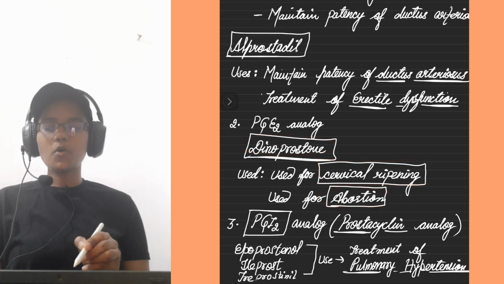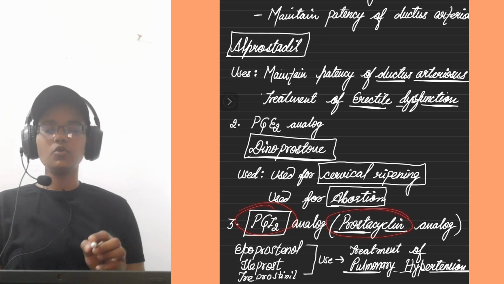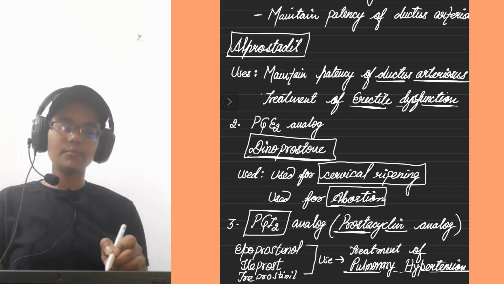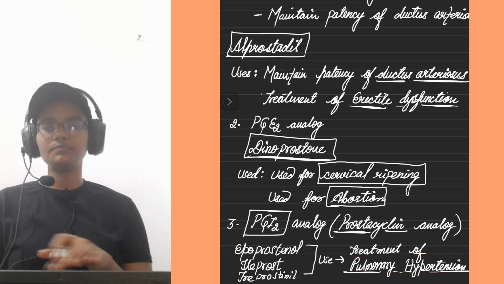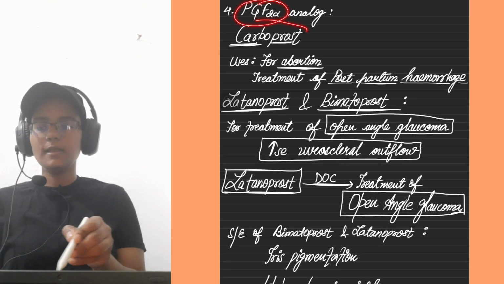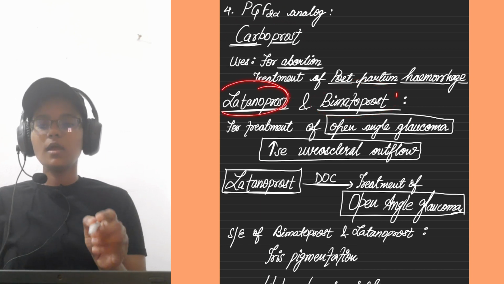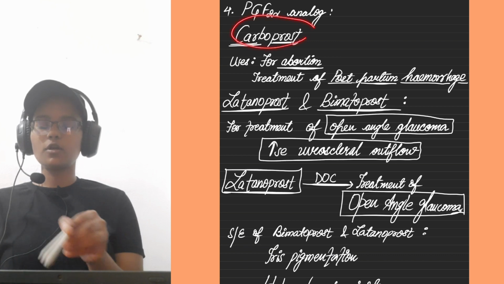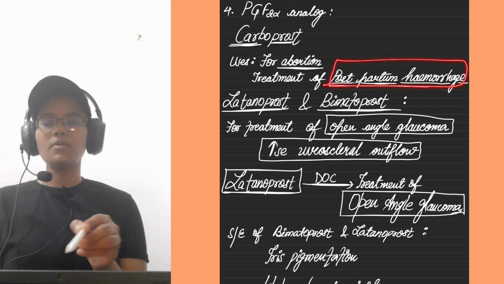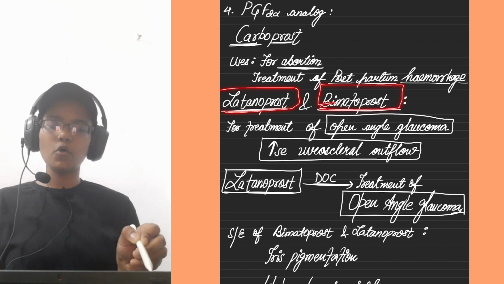Now PGI2, or prostacyclin. Epoprostenol and iloprost are used for pulmonary hypertension. Now PGF2 alpha analogs like carboprost, latanoprost and bimatoprost. Carboprost is used for abortion and treatment of postpartum hemorrhage. Latanoprost and bimatoprost are used for treatment of open angle glaucoma.